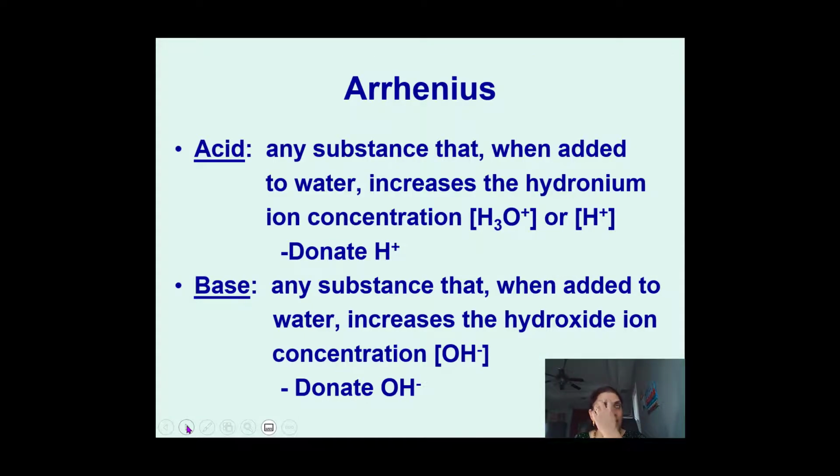So Arrhenius. What are acids and bases? Arrhenius came up with a theory for acids and bases. He said any substance that, when dissolved in water, increases the H plus or hydronium ion concentration is an acid. H plus and hydronium are the same thing. When H plus combines with water, it forms a hydronium ion. So you can write either hydronium ion or H plus. They mean the same thing. So that means an acid donates an H plus ion, whereas a base is any substance which increases the OH minus ion concentration. So it donates an OH minus ion.